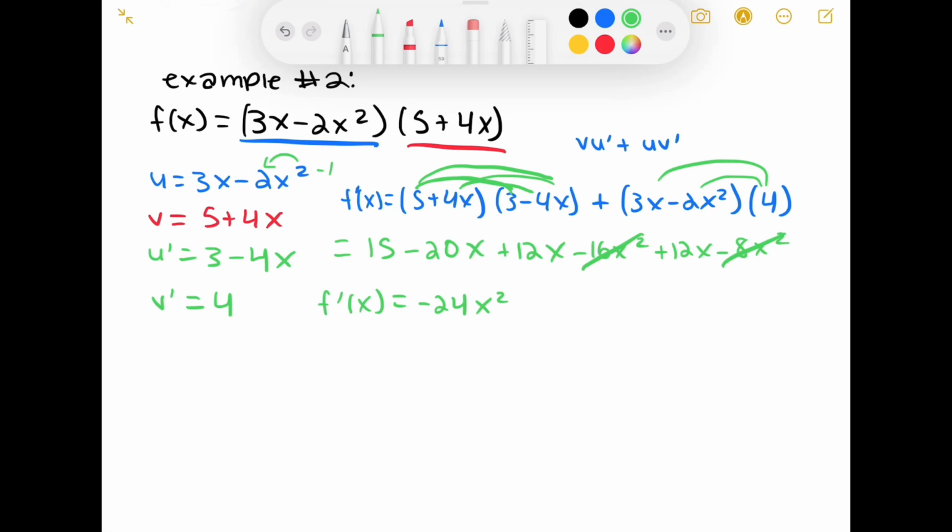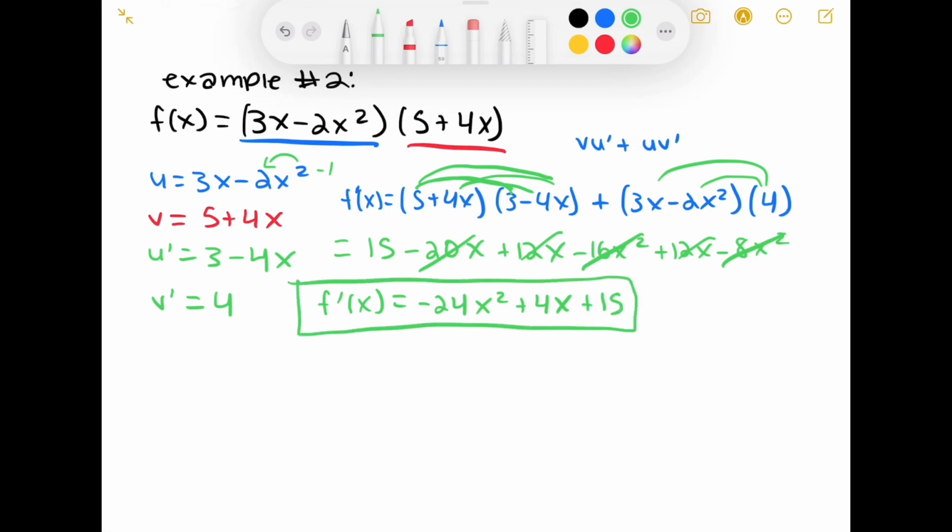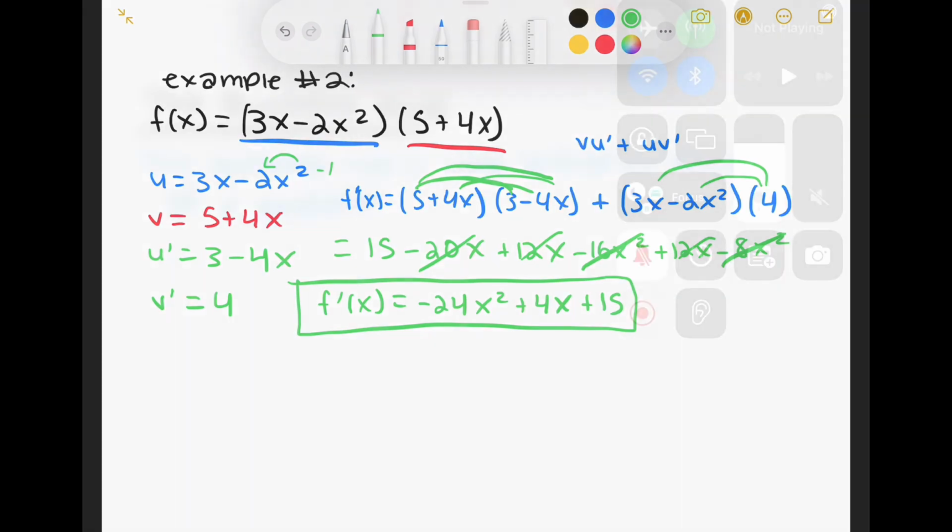And then we're going to do now negative 20x plus 12x plus 12x, which is the next part of our equation, which is going to be plus 4x and then plus 15, and that's our answer. And we're going to move on now to the quotient rule.